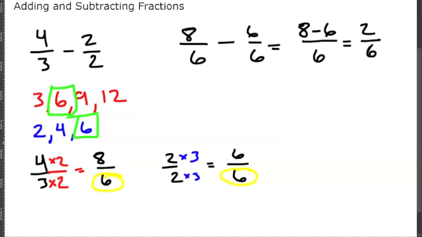And remember, don't forget to simplify. 2 over 6, 2 can go into both of these, so just divide them both by 2, and we're going to get 2 divided by 2 is equal to 1, and 6 divided by 2 is equal to 3. So our answer is going to be 1/3.